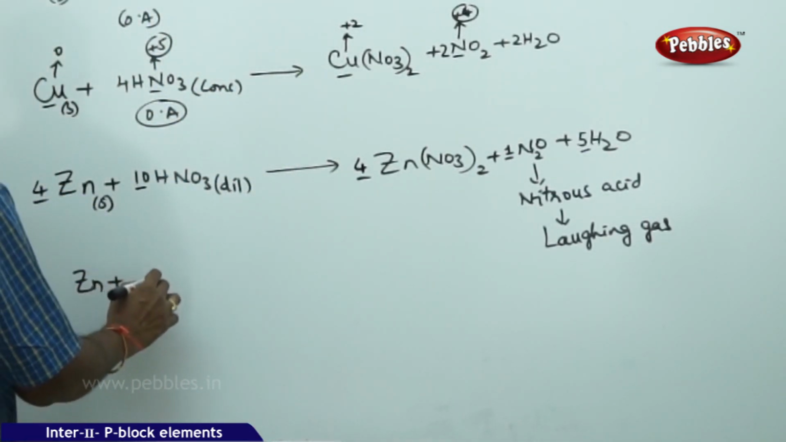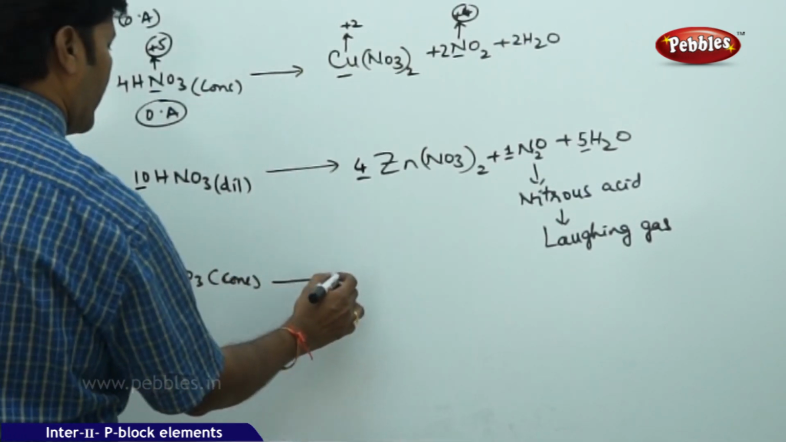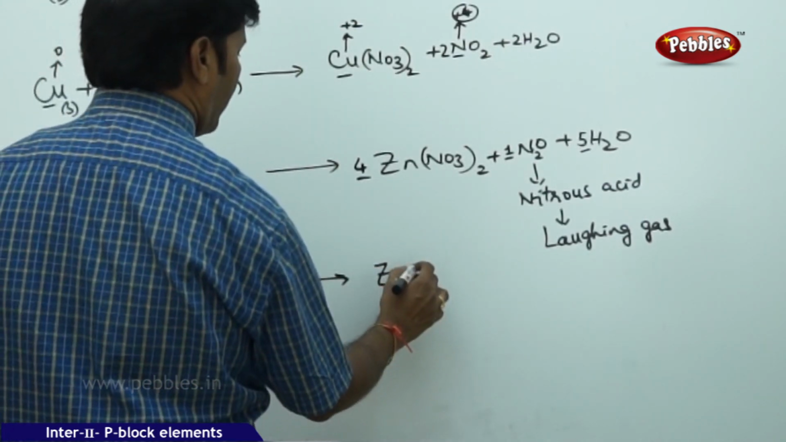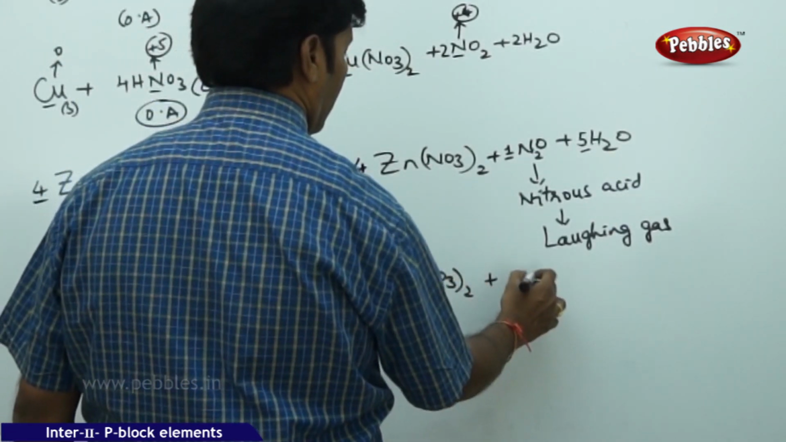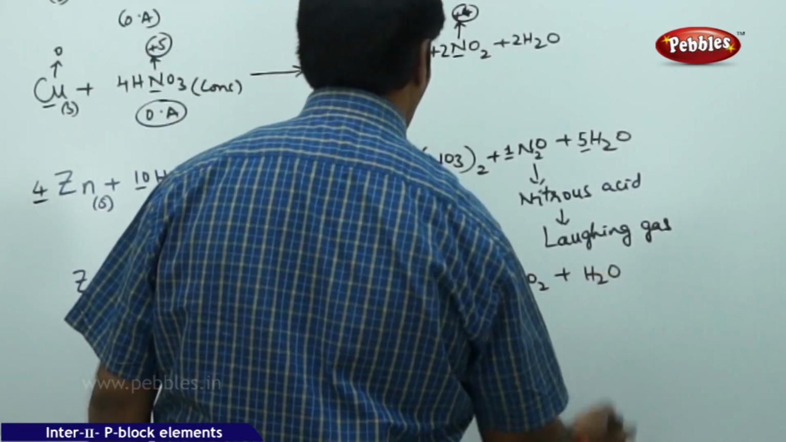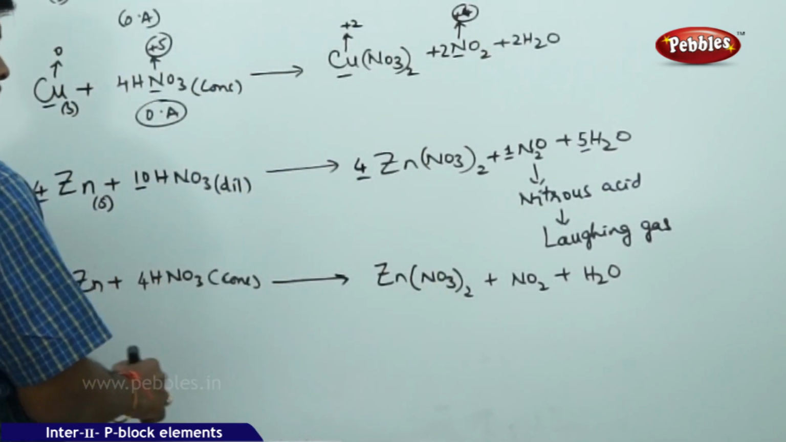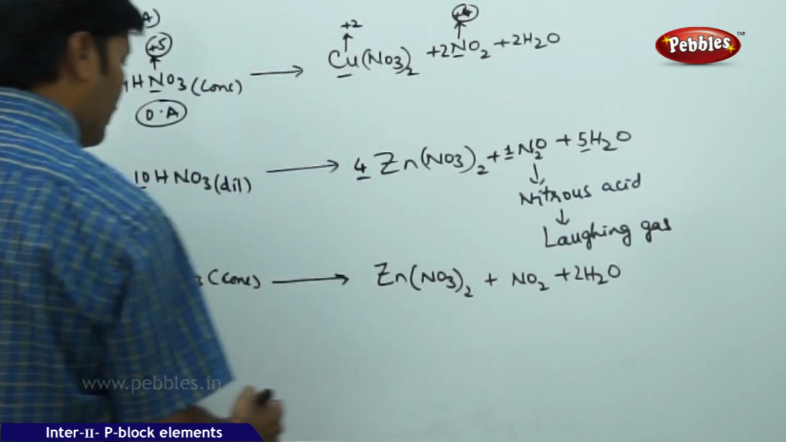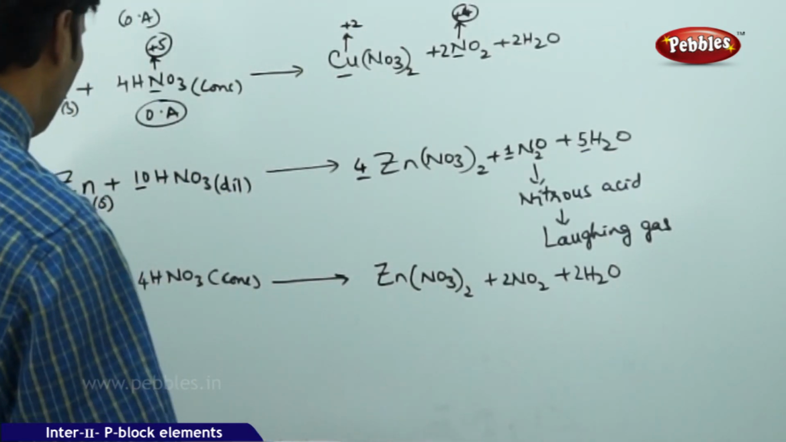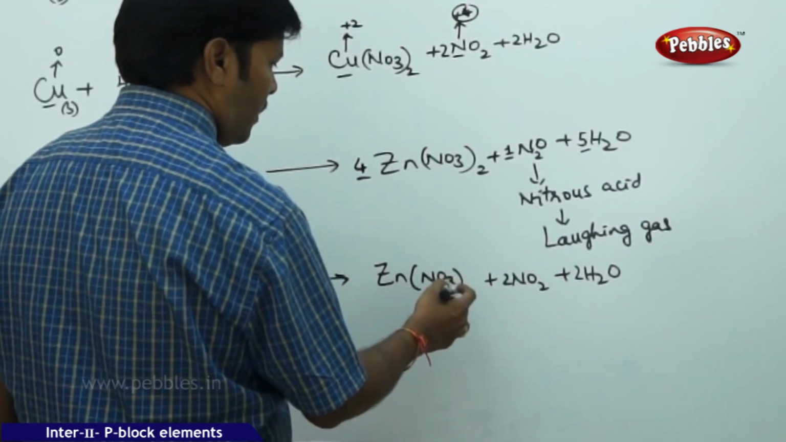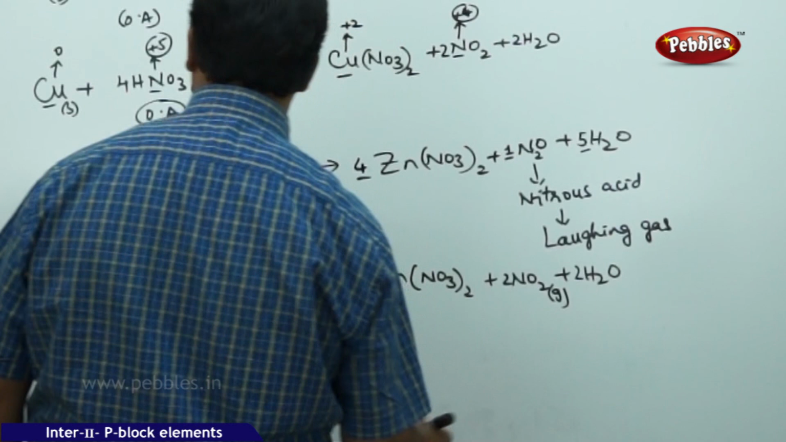Now you take zinc and you add nitric acid, which is concentrated. If you are taking concentrated, you are going to get zinc nitrate and nitrogen dioxide plus H2O. Then yes, we can balance the equation. If I take 4 here and 2 over here, 3 nitrates are there, so take 2 over here, the number of nitrogens is not disturbed. For 12 oxygens, we have 6 oxygens plus 4 oxygens, 10 plus 2, 12. Yes, everything is balanced. This is nitrogen dioxide gas.